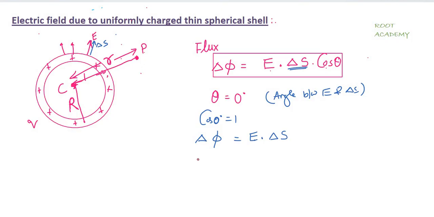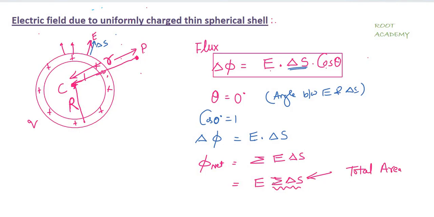If we want the total flux, the net flux will be the sum of E del S, which is E times the sum of del S. What is the sum of del S? It is the total area, the entire area of this shell. Because this is a sphere, the sphere area is 4 pi r square.